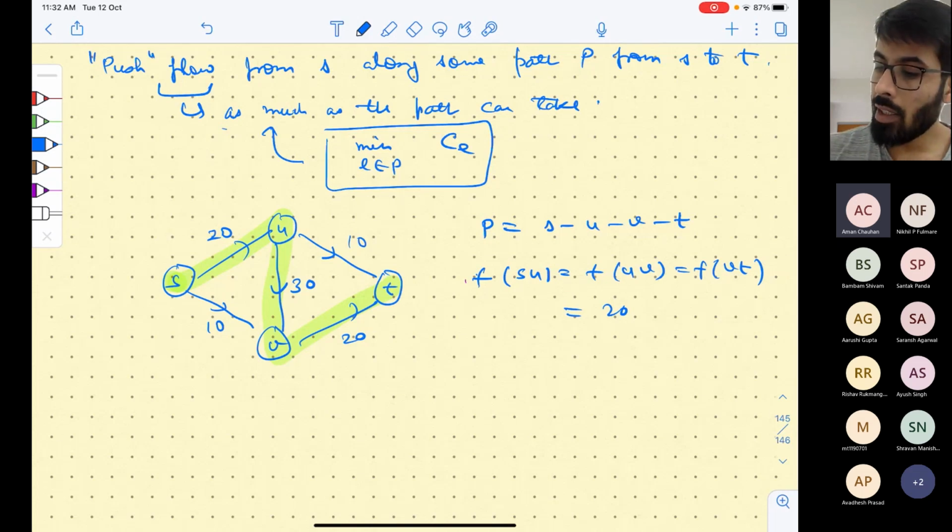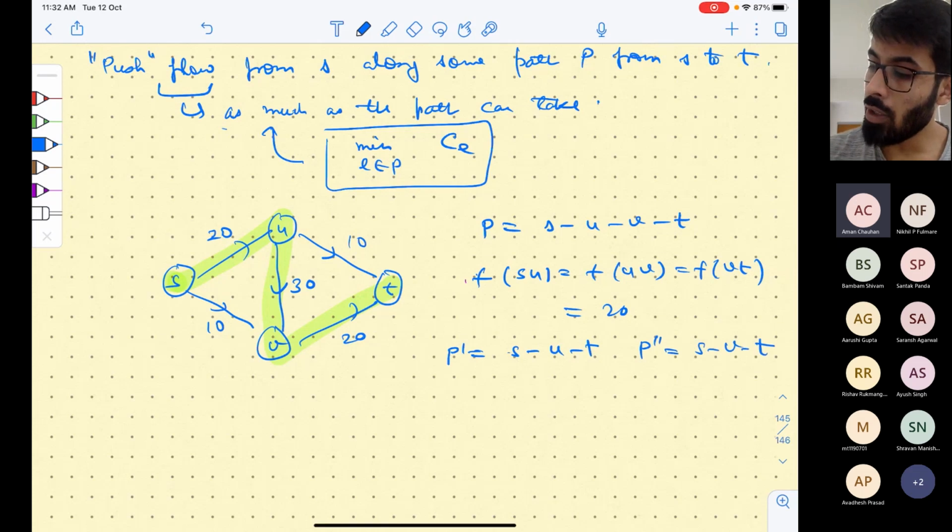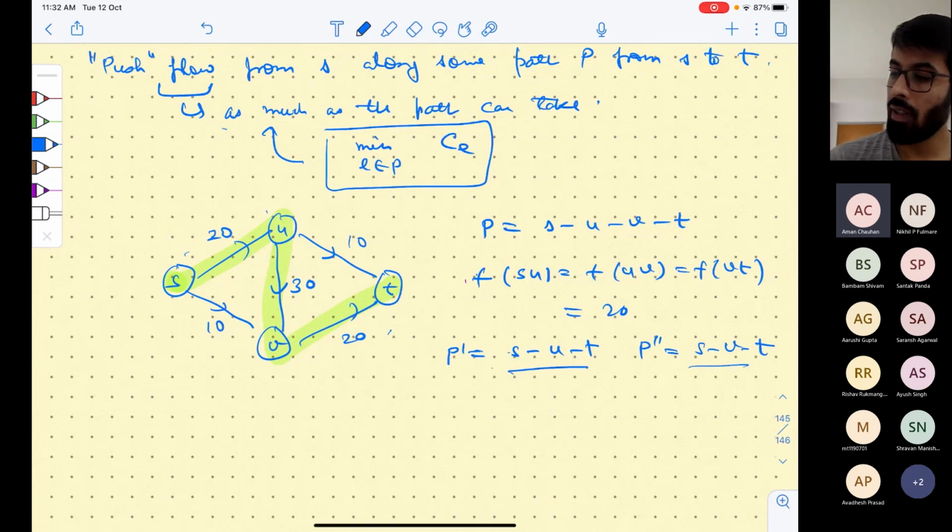And now, is there some path on which some capacity is left? Now, the problem is that there are these 2 paths, let's say P prime is equal to S U T and P double prime is equal to S V T. But now there is no capacity left on this edge and there is no capacity left on this edge. So you can't send anything here anymore, right?